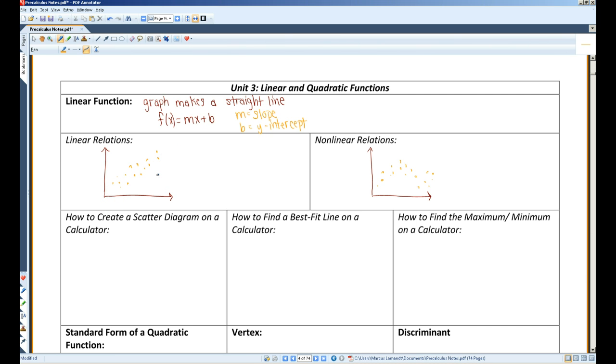Okay? Scatter diagrams, as the one shown here, are used to help us see the type of relation that exists between two variables. So, some relations, if you graph it out, you can tell that there is definitely a linear relation, and other times it's going to be a nonlinear relation. Where's my cursor? There it is. A nonlinear relation. Okay?